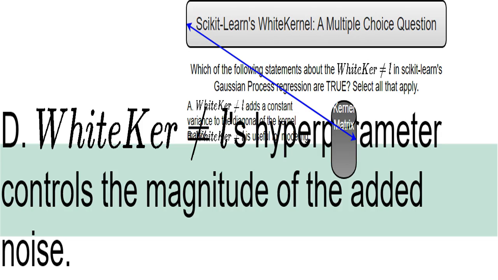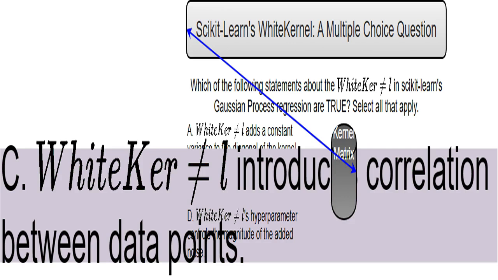This is true. The WhiteKernel usually has a parameter, often called "noise_level", that lets you adjust the amount of noise added. It's like a volume knob for the noise. This is false. The added noise is completely independent for each data point. WhiteKernel does not create any relationships between the data points. It only adds its own noise to each data point.